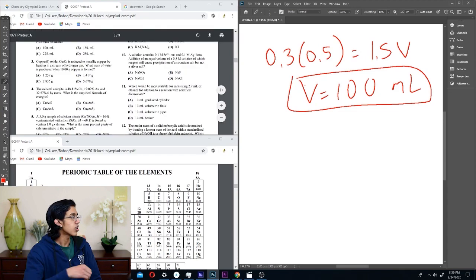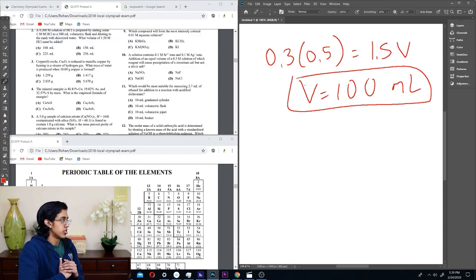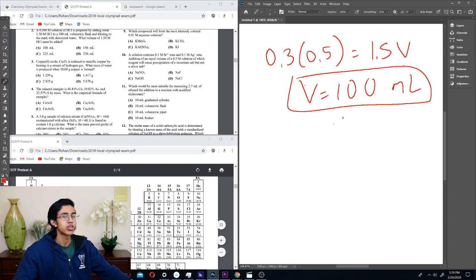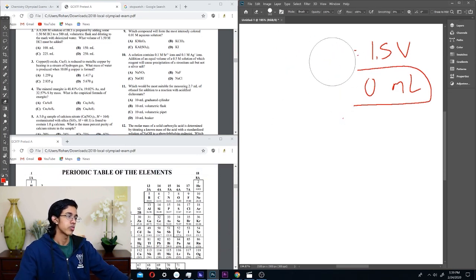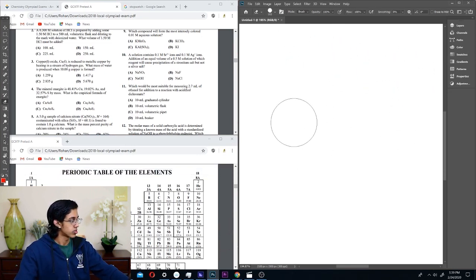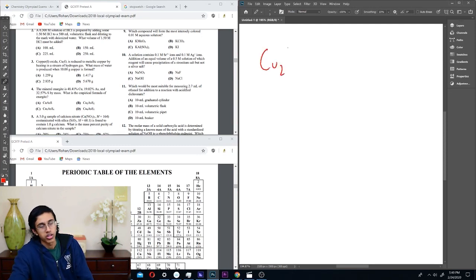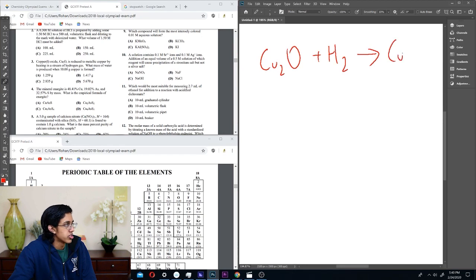Question 3. Copper(I) oxide, Cu2O, is reduced by heating in a stream of hydrogen gas. What mass of water? We just have to write the equation first. That is the first step to all the chem questions: write an equation, do stoichiometry, blah blah blah. I used to think stoichiometry was the coolest word ever, but now I'm just sick of it. This gives Cu plus H2O, and with that balanced, we get 2Cu.